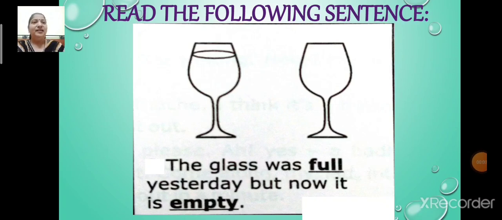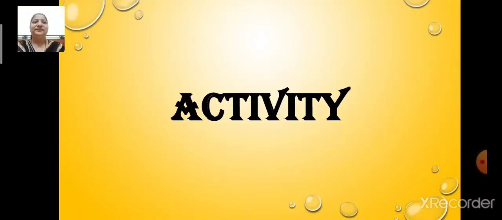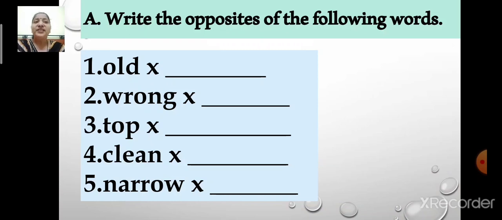Now children, let's do an activity. Write the opposites of the following words. Now children, you have to tell me the opposites of the following words. Number 1, old. What is the opposite of old? Yes, you are right. The opposite of old is young. Next, number 2, wrong. The opposite of wrong is? Yes, the opposite of wrong is right.